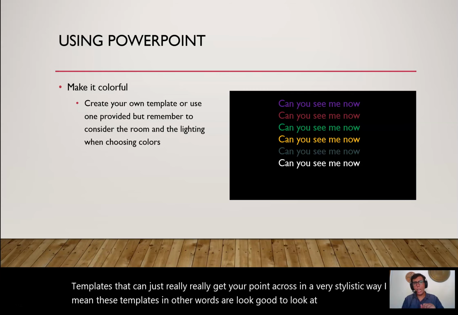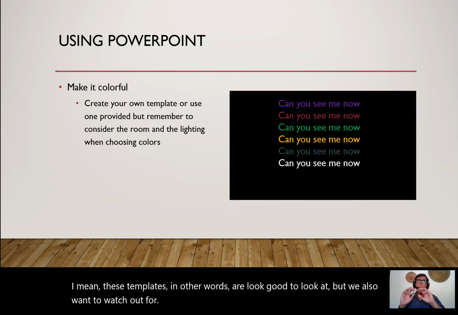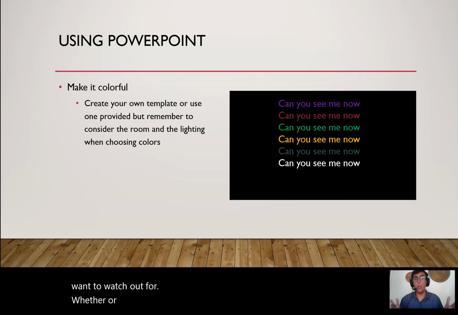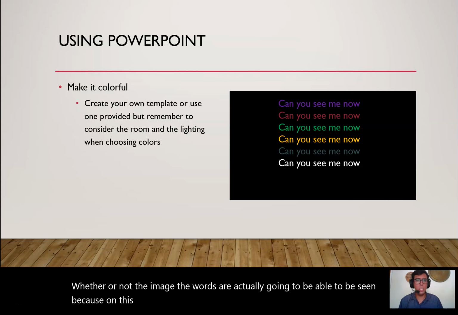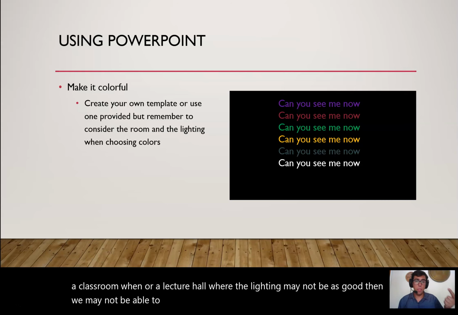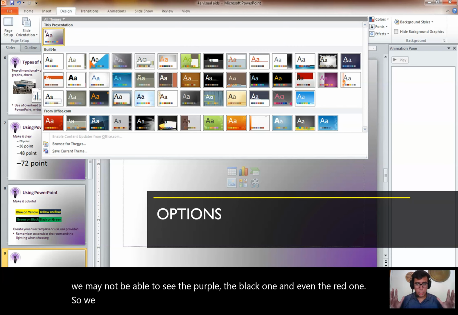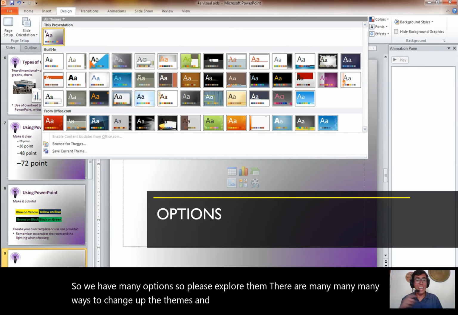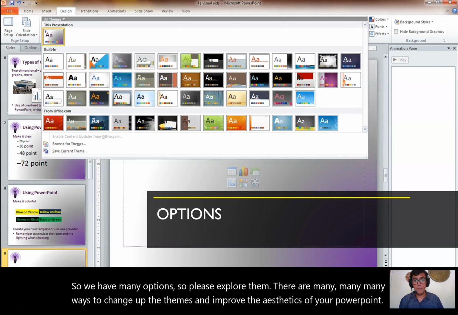But we also want to watch out for whether or not the words are actually going to be able to be seen. Because in this online setting, these all would be able to be visible. However, in a classroom or a lecture hall where the lighting may not be as good, then we may not be able to see the purple, the black one, and even the red one. So we have many options, so please explore them. There are many, many, many ways to change up the themes and improve the aesthetics of your PowerPoint specifically.